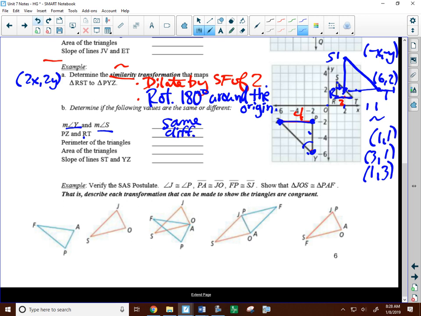Perimeter of the triangles? Same or different? Small. I'm doing the original one, not that one. So yeah, small, and the different areas, certainly different.